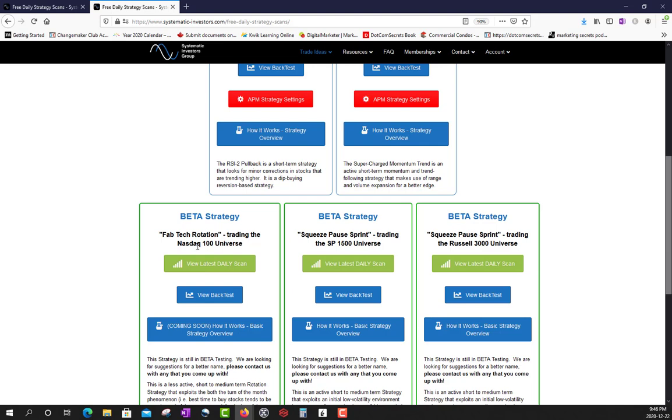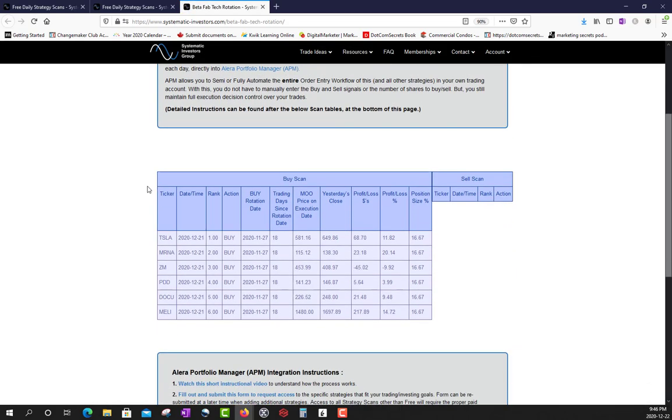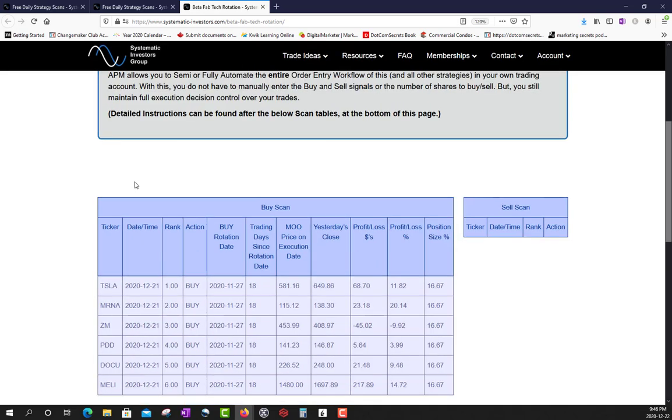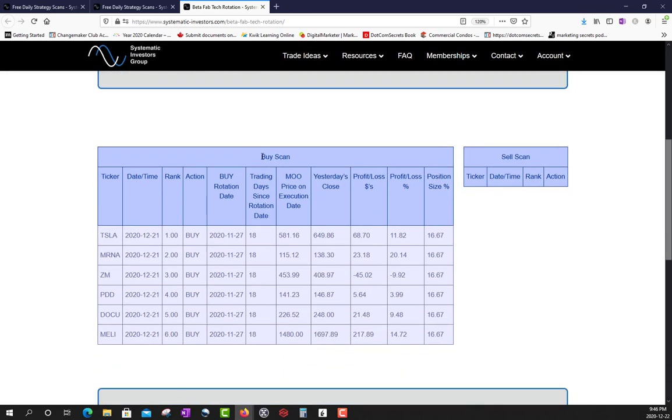So this strategy trades the Nasdaq 100 universe of stocks. Let's take a look at the signals, and I'll explain how this strategy works. Let me zoom in a little bit here so it's easier to see. So this is the buy scan. Our software is set up so that it shows the buy scan and the sell scan. The sell scan is not active because all the signals will actually show up under the action column.